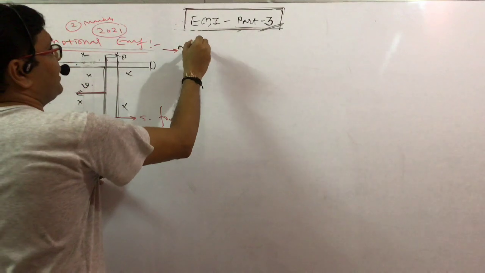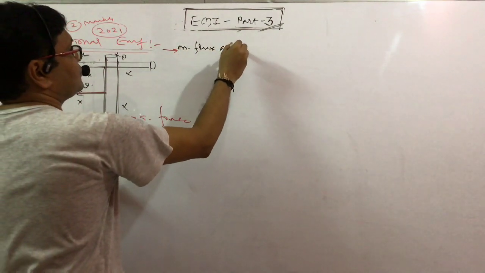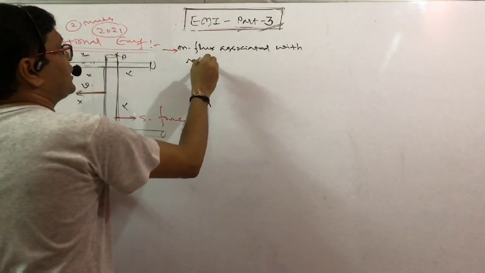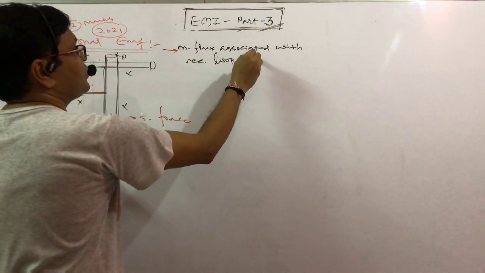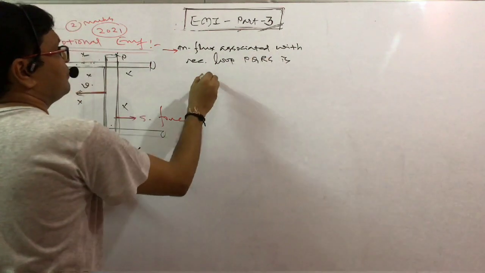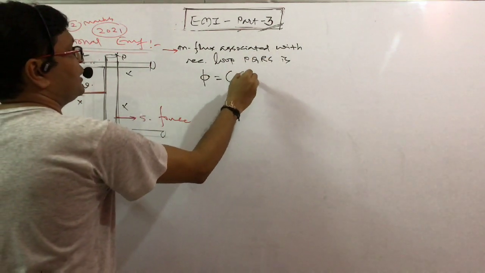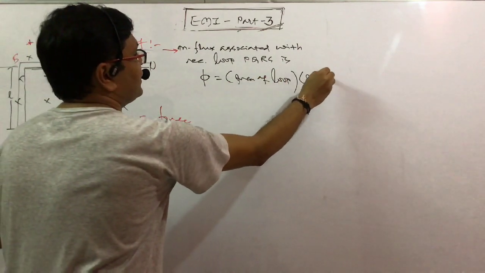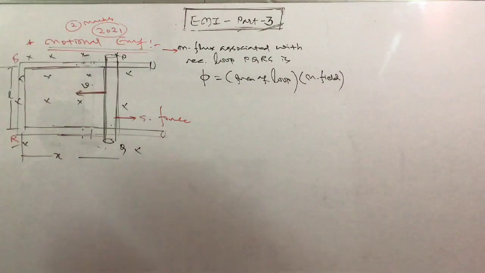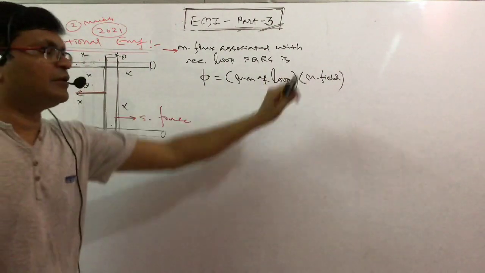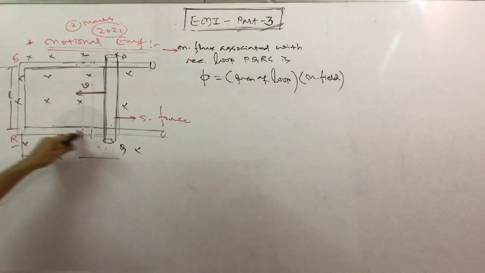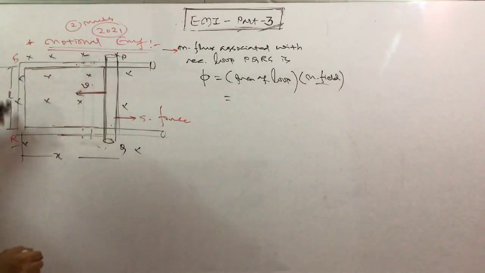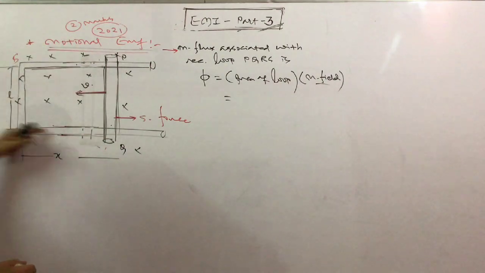Here, first of all, the magnetic flux associated with the rectangular loop PQRS is magnetic flux phi equal to area of loop multiplied by magnetic field. You know that very well. What is the formula of flux? Area multiplied by magnetic field. Area covered by this PQRS loop and magnetic field. So what is the area? Area covered by this rectangular loop. It is length into breadth.